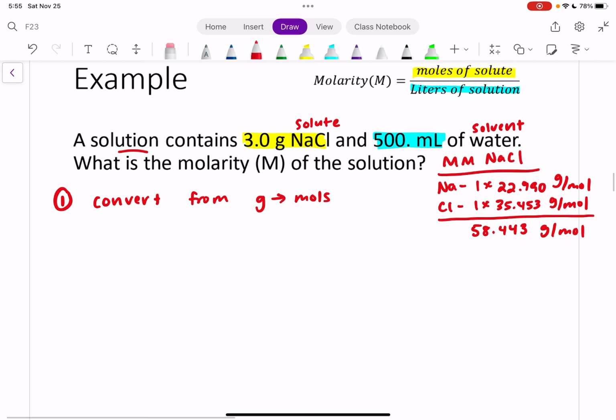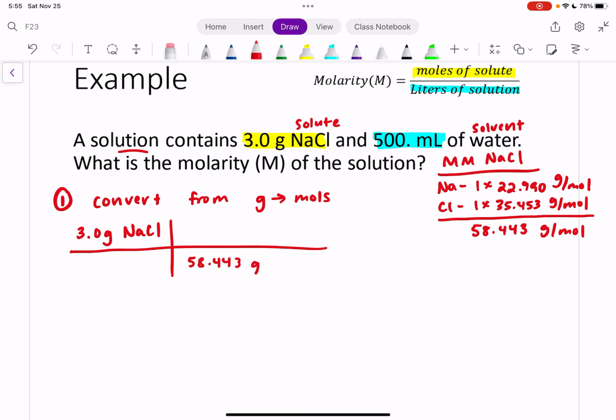All right, so let's see. Now we want to convert from grams to moles. So we start with what we're given, which is 3.0 grams of NaCl. And we want to get to moles. So on the bottom, we're going to need grams. So 58.443 grams of NaCl are in 1 mole of NaCl. That gives us 0.051 moles of NaCl. Okay, that was step 1.